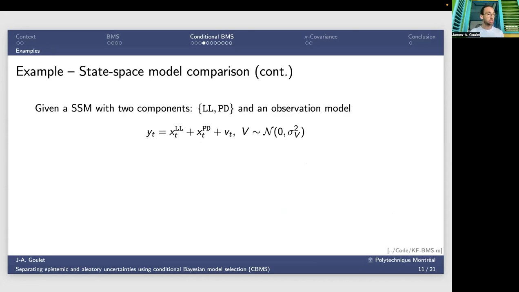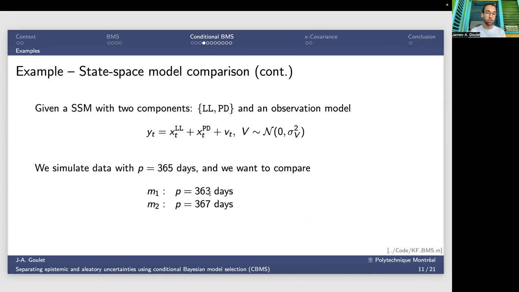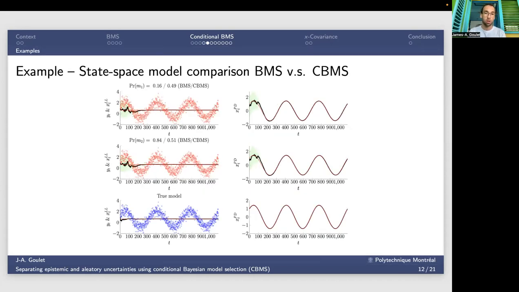Let's take the full example we had before with these two components, level and periodic. We again have our synthetic data generated with a period of 365 days, and my two models with periods 363 and 367. As we said before, we expect a probability of model 1 of 0.5. Here we have another comparison. The truth is the third line, model 1 the first line, model 2 the second line.